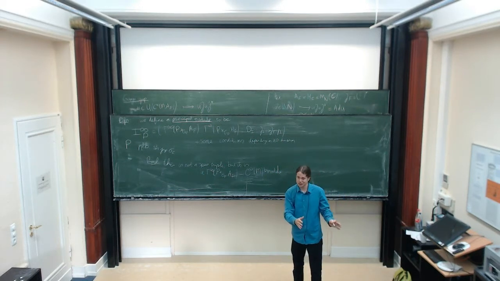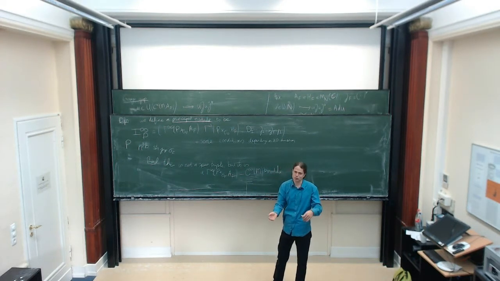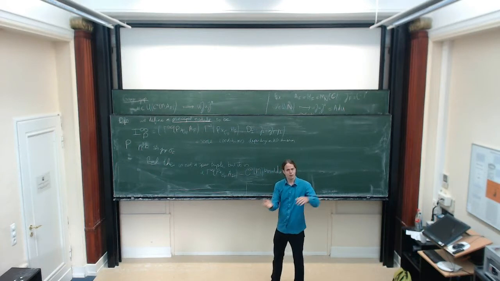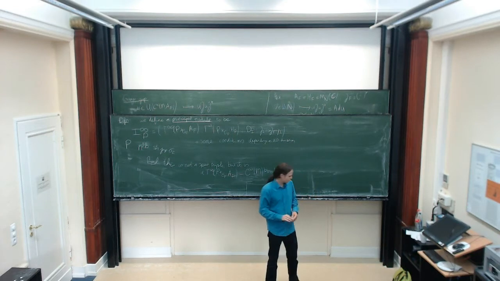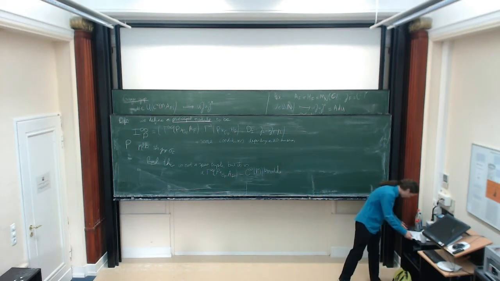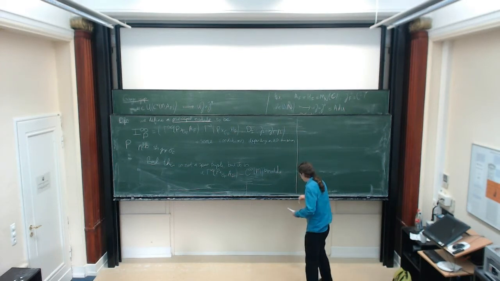So in the end, we will get a spectral triple. This is only the internal part. Now it's not a spectral triple, but if we take the space part and combine it, we will get a spectral triple. Basically, this is the next result I want to write down.